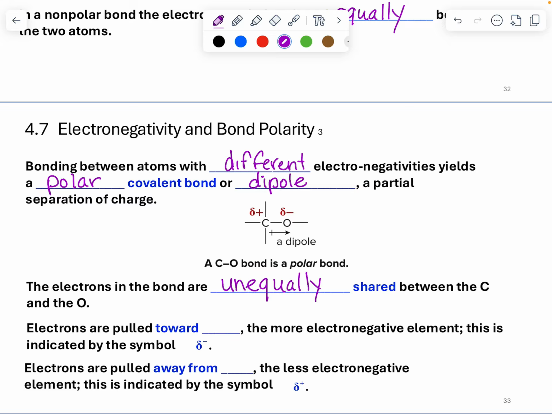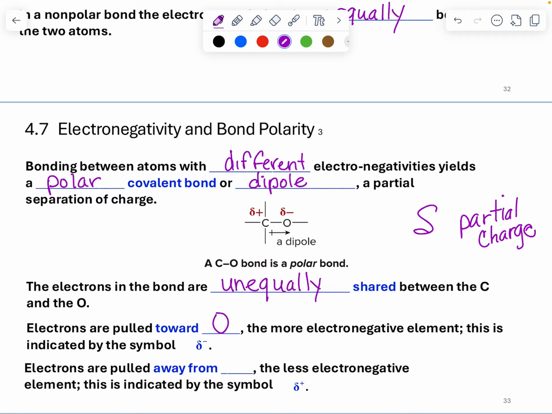Electrons are pulled toward the oxygen, which is the more electronegative element, and we indicate this with a special symbol. So notice this fancy looking S here. I tend to draw it kind of like that. This is a Greek letter. This is the delta symbol, lowercase delta symbol in the Greek alphabet. And this particular symbol indicates a partial charge. And so when we have a polar covalent compound, we have to show where the partial charges are.